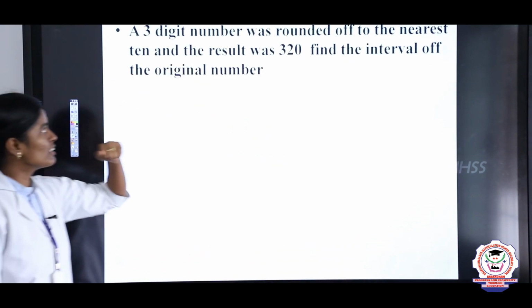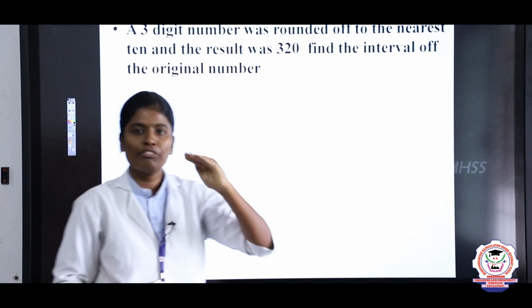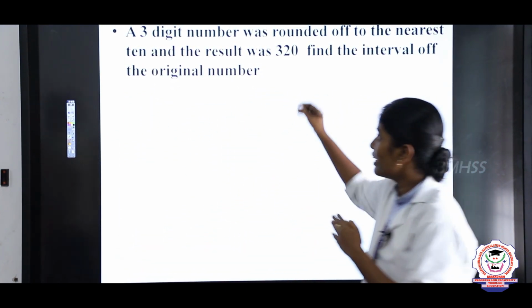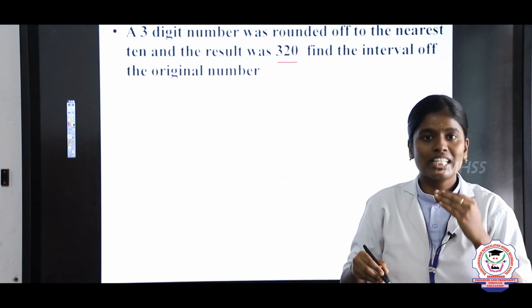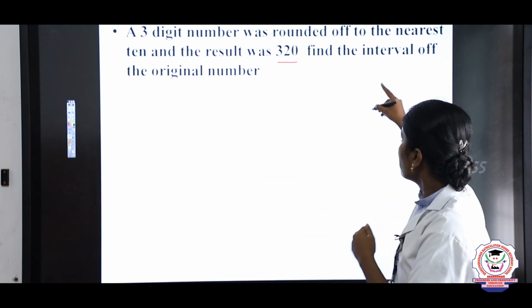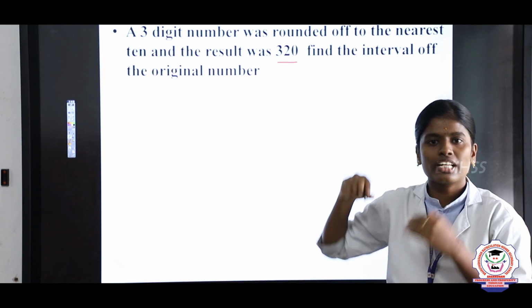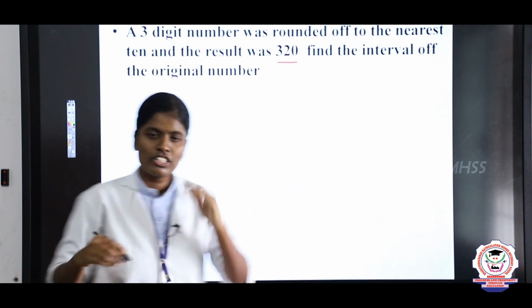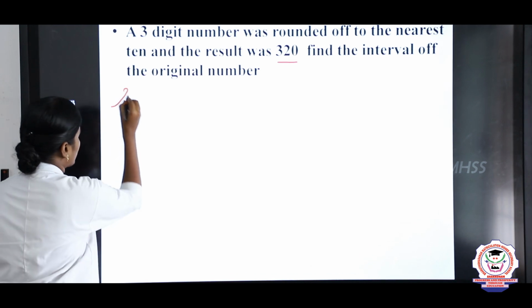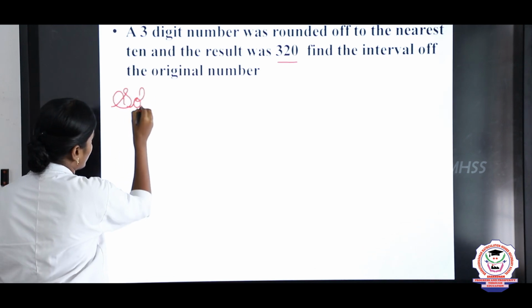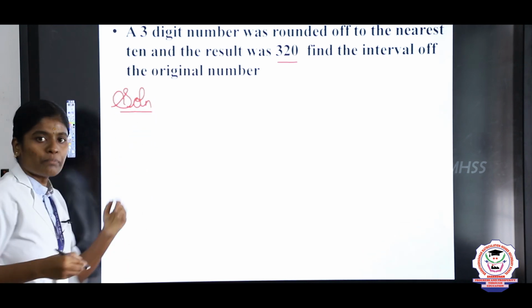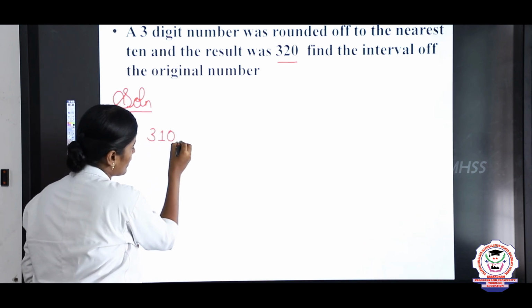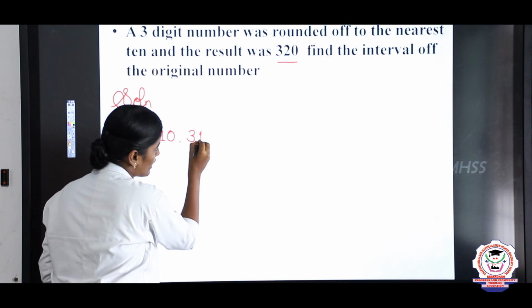So our final question is: a 3-digit number was rounded off to the nearest 10 and the result was 320. Find the interval of the original number. So first we are going to find the solution. Take the number 310 onwards. Take 310. So what is the next number?